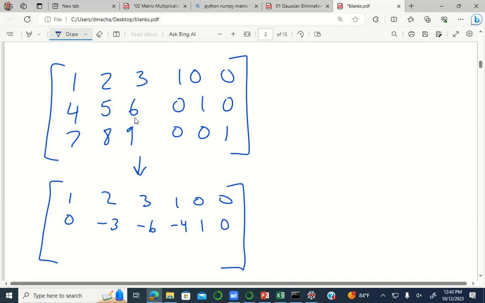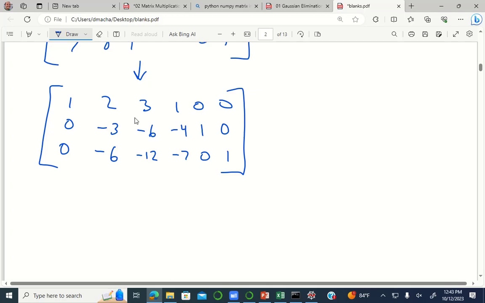Okay. Then I also want the 7 to be a 0. And so I'll subtract 7 times the first row from the third row. And so 7 minus 7 times 1 is 0. 8 minus 7 times 2 is negative 6. 9 minus 7 times 3 is negative 12. 0 minus 7 times 1 is negative 7, and then 0, 1.